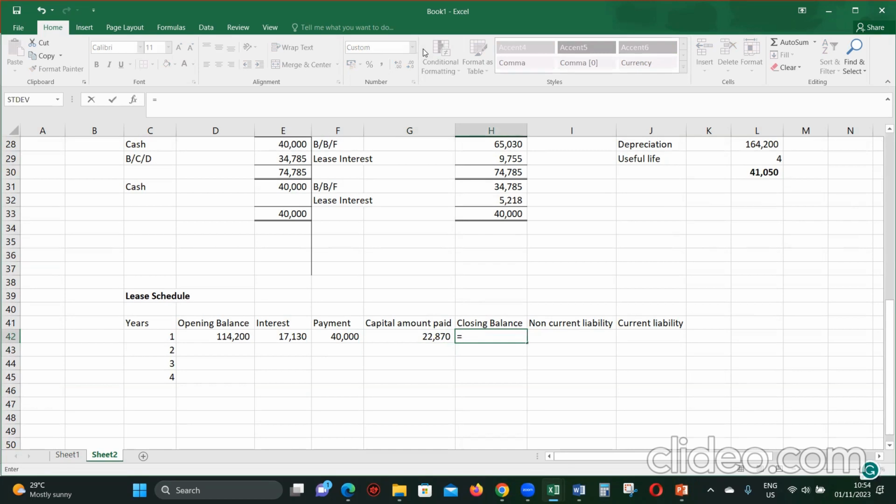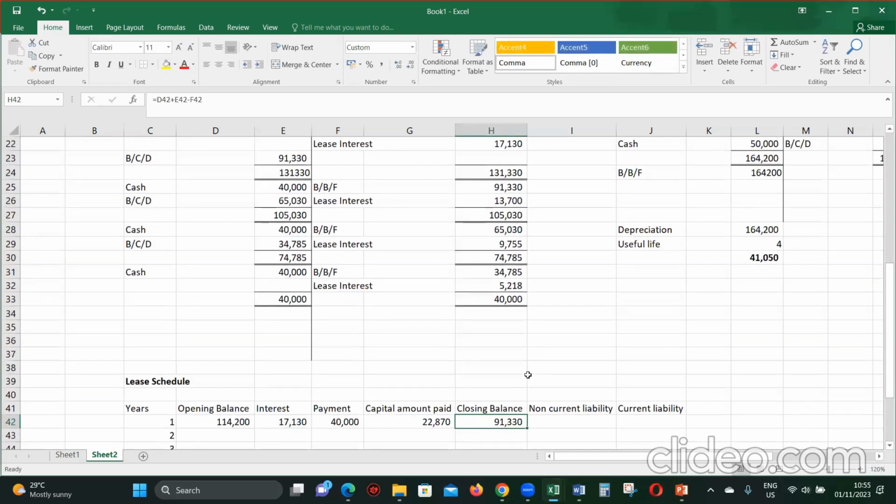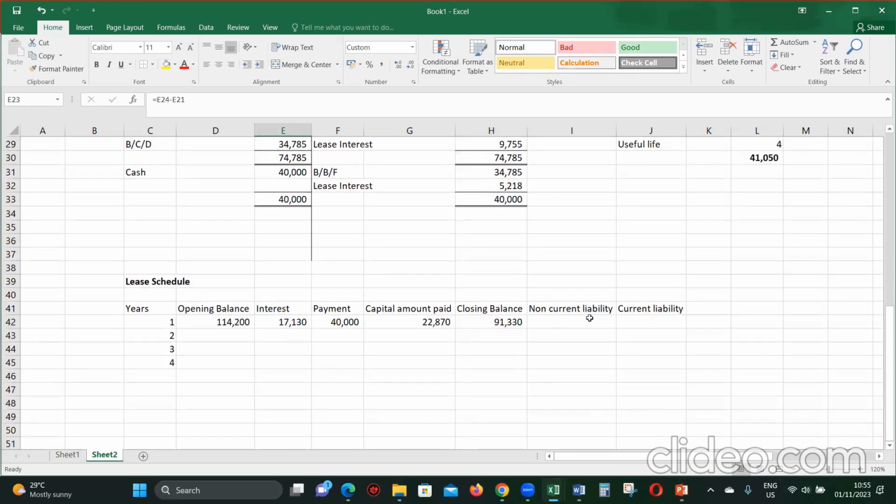Then what is your closing balance? To your opening balance, you add your interest, and you pay 40,000, capital and interest all together. This is your closing balance. See whether it is correct. 91,330. It is correct. Balance brought forward, balance carried down is 91,330. We'll come to the non-current liability and current liability later.